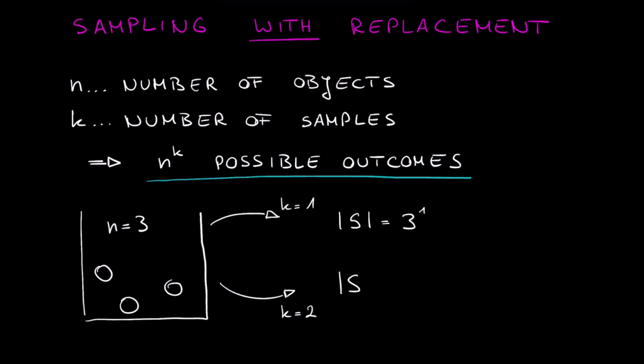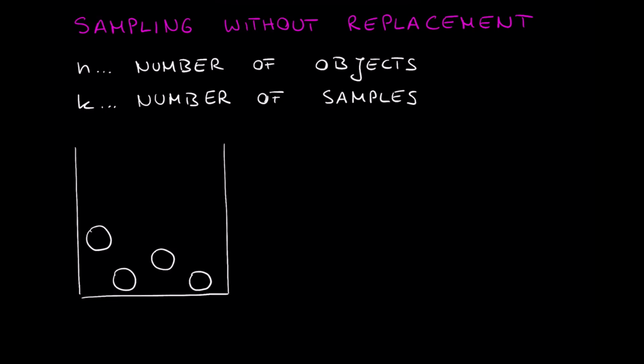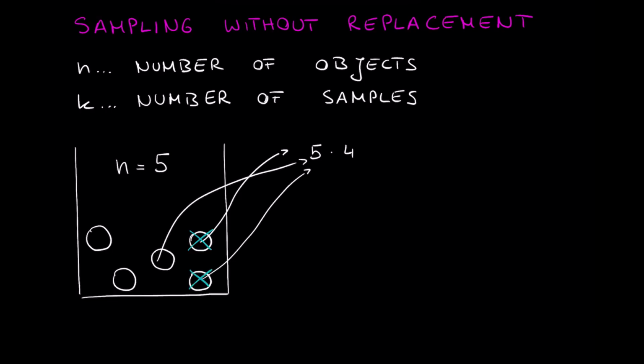In sampling without replacement, the objects are not put back after sampling. Again, we have n, which stands for the number of objects to choose from, and k is the number of samples we obtain. To illustrate the concept, we take a look at a box with 5 balls in it. In the first sub-experiment, we have 5 possible balls to choose from. Then, in the second sub-experiment, there are only 4 left, since 1 has already been picked. This can of course be repeated in the same fashion. For k being 3, we would get 5 times 4 times 3 possible outcomes of this scenario.